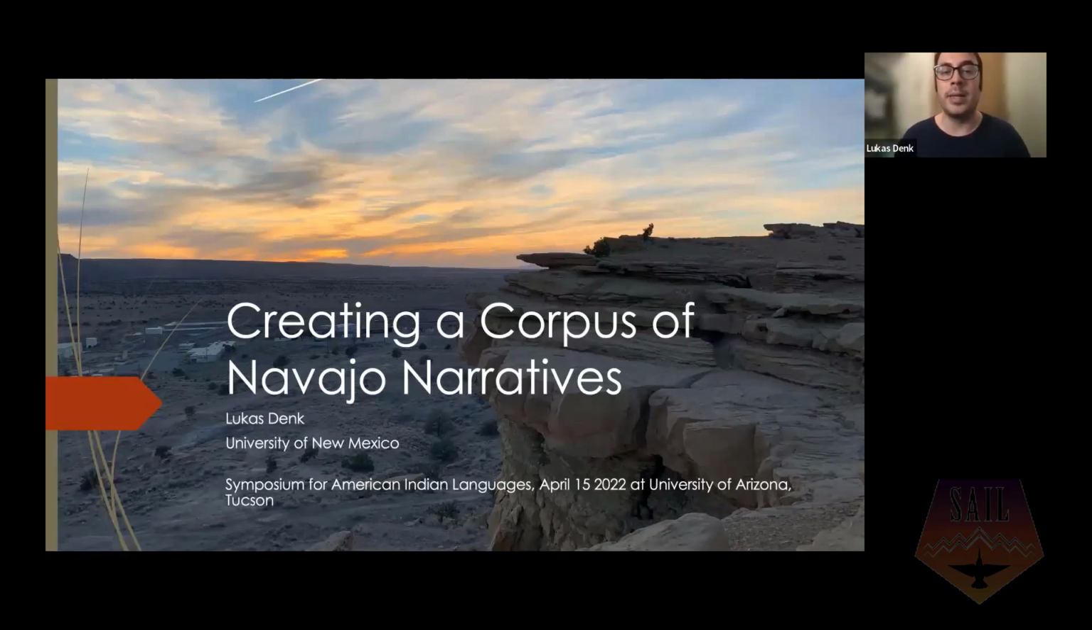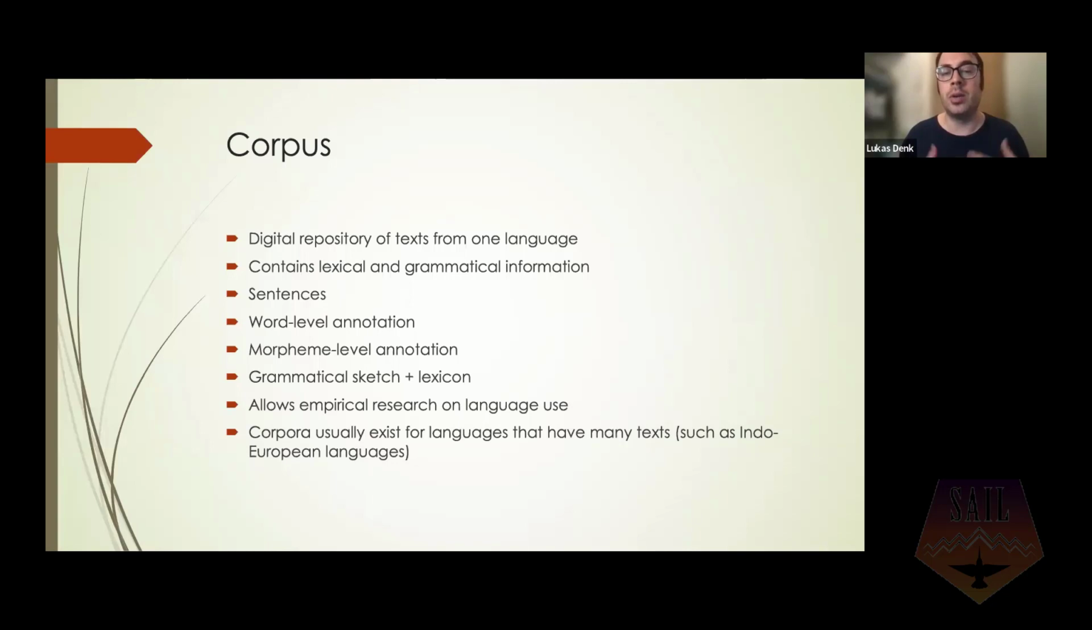So my work in progress is creating a corpus of Navajo narratives. So what is a corpus? It's basically a digital repository of text of one language, and one can analyze it. It contains lexical and grammatical information of sentences, word level or morpheme level annotation, and because of all that information, a grammatical sketch and a lexicon, it allows empirical research on language use.